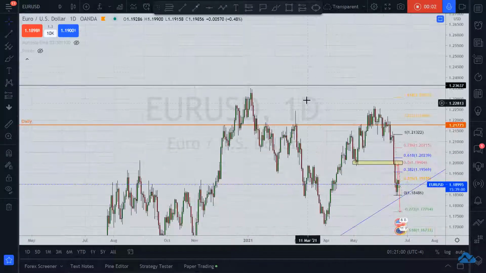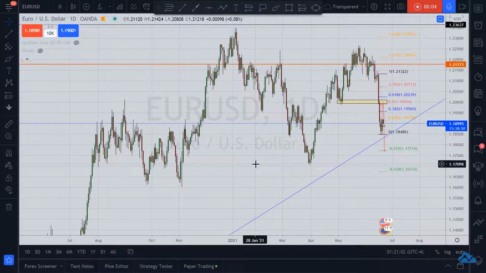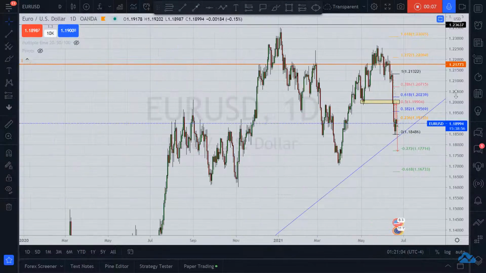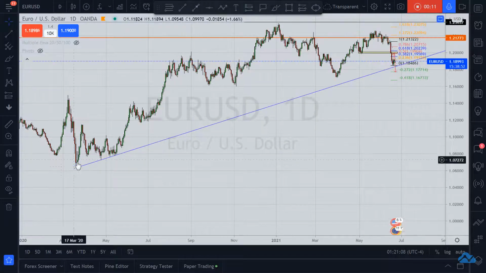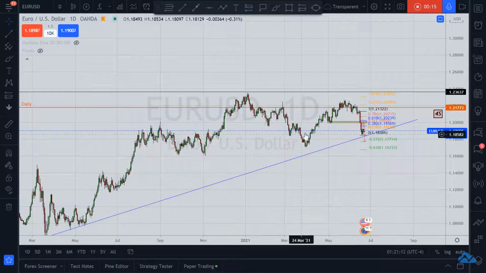How you guys doing? All right, let's talk about Euro USD. All right, this is the day chart. See the uptrend? Pretty nice, right? Since the 20th of March, 2020, you see it hasn't been violated yet. All right, I still think the uptrend is still intact.